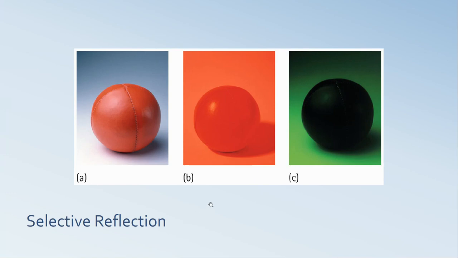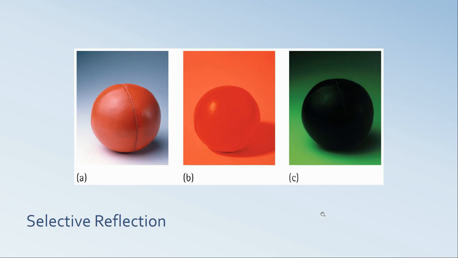Well, now instead of natural light that contains all frequencies, let's put the ball under a light that only emits wavelengths in the red end of the spectrum, so a red light. And again, the ball reflects those red frequencies back at us, so we still see the ball as red.